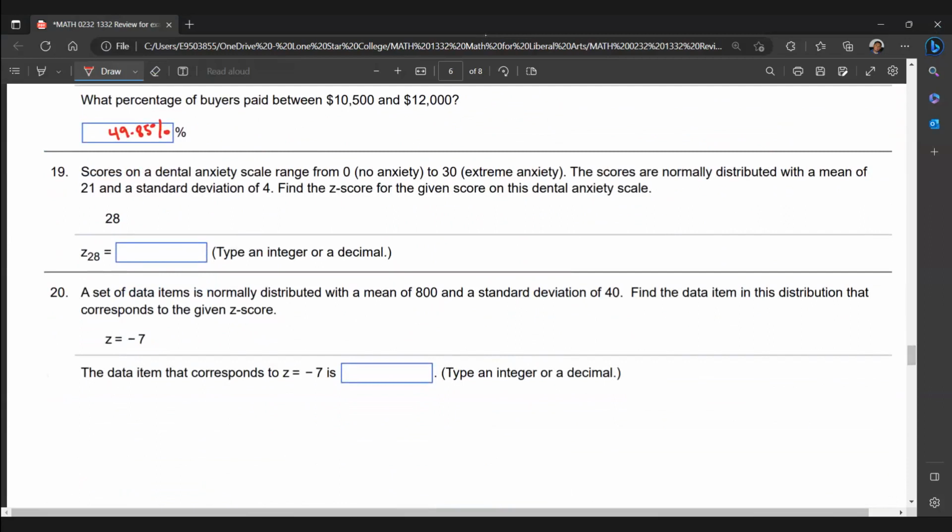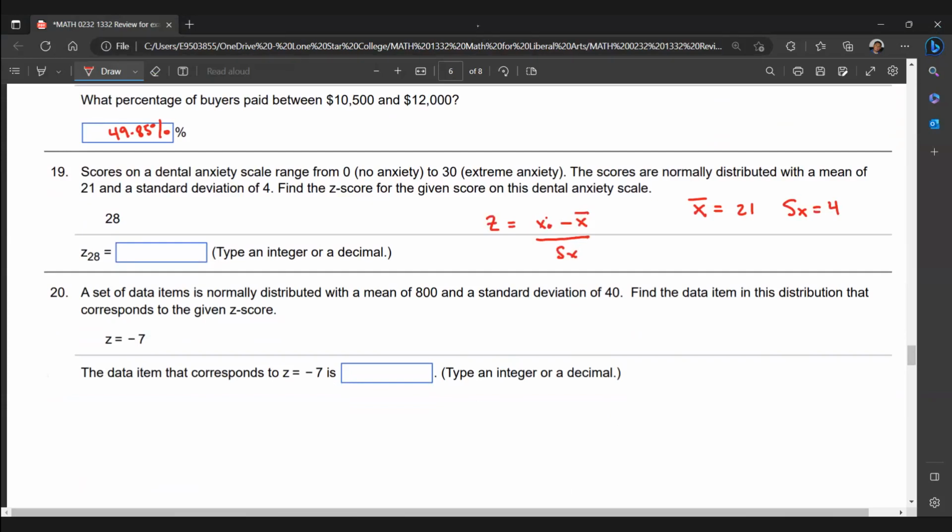Number 19. Scores on a dental anxiety scale range from 0 to 30. The scores are normally distributed with a mean of 21 and a standard deviation of 4. Okay, so we have a mean that is equal to 21 and a standard deviation that is equal to 4. Find the Z-score for the given score on this dental anxiety scale. So the Z-score is given by, in this case, the score minus the mean divided by the standard deviation.